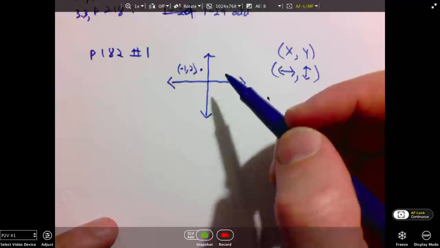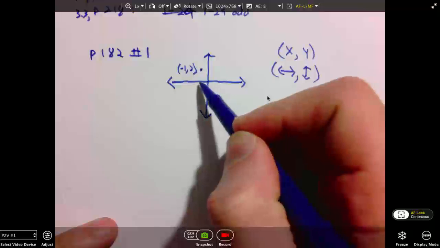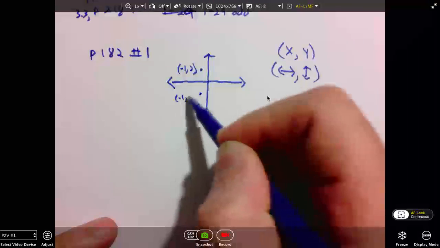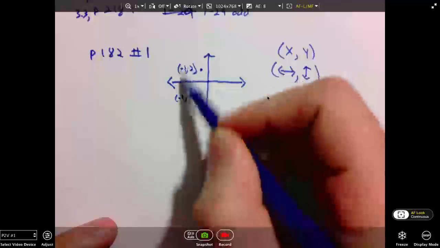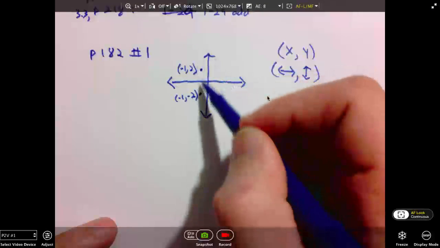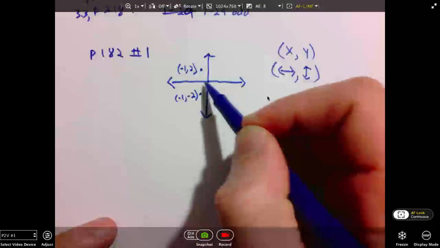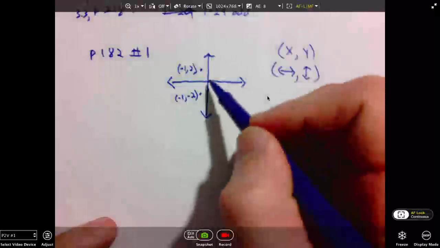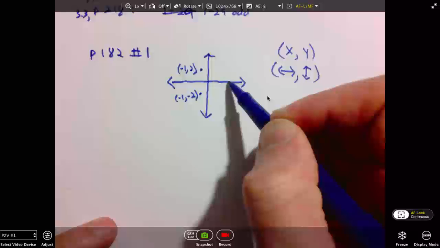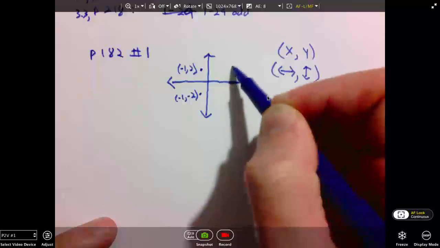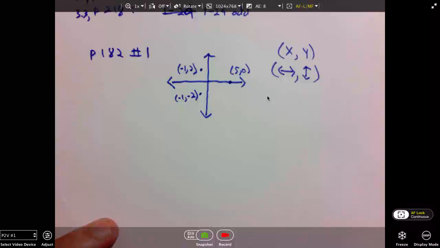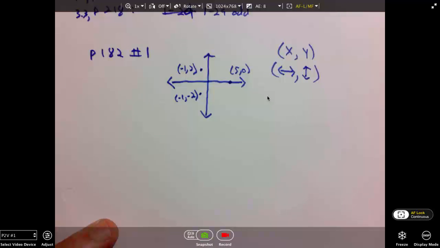B says -1, -2. That would be 1 left and 2 down. You can see they have the same x value, thus they are the same distance horizontally from our origin. 5, 0 is C. 5, 0 would be there. Alright, with that information, see if you can then graph the rest of those points.